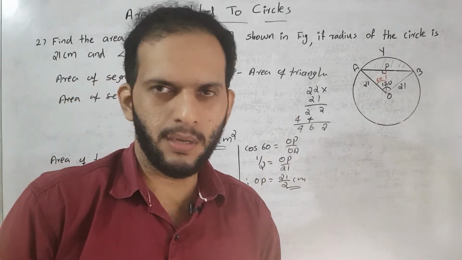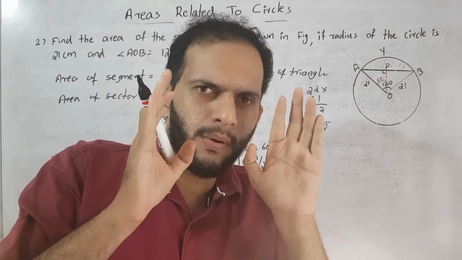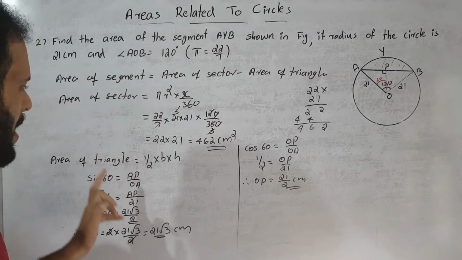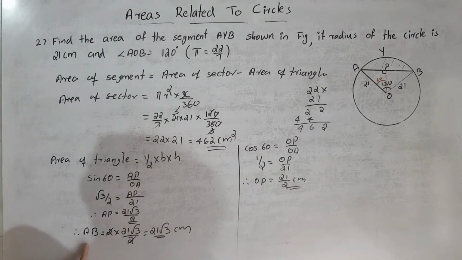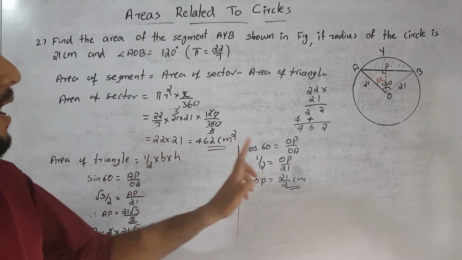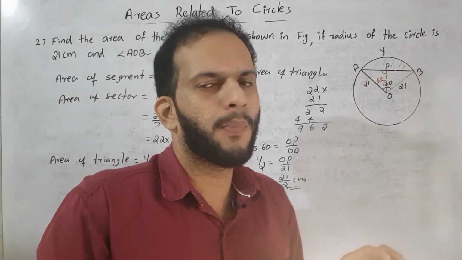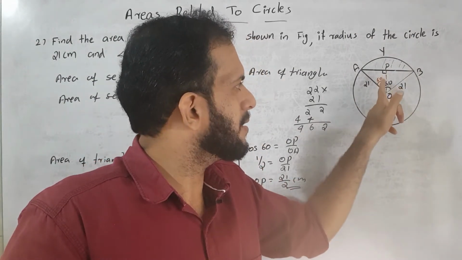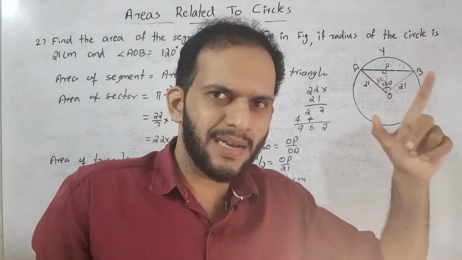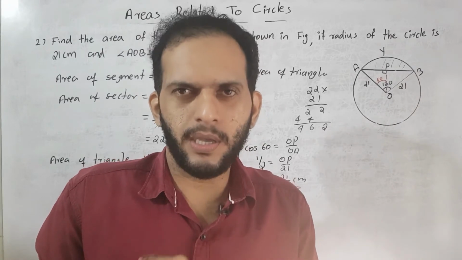21 by 2 centimeter. Then to remember always: for finding out the base, we use sine of the angle. For finding out the height we use cos.